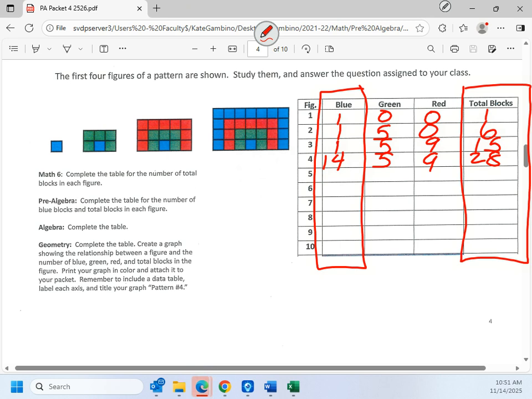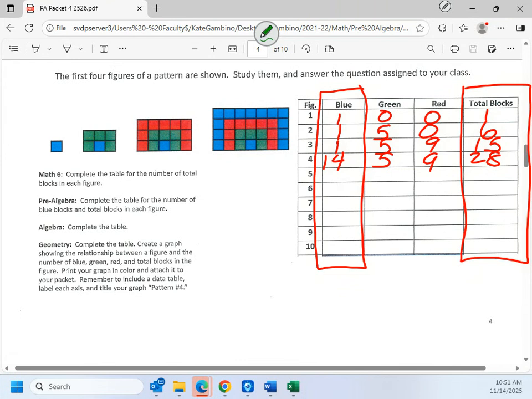For me, even though I only have to fill in the blue and the total, I can find my pattern for the total blocks, and I'm going to help you see that pattern. I don't know the pattern for the blue blocks. So for me, it helps me to fill in the green and the red, see those patterns, so I can fill in those blue blocks. Okay, so what does that look like? Let's look at our total blocks.